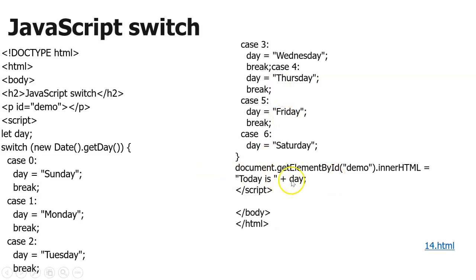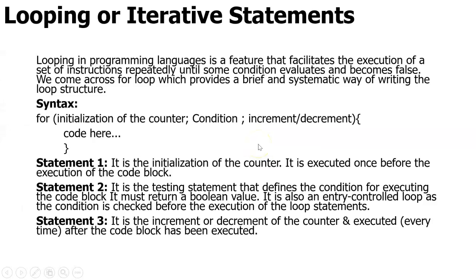Okay, now the day is printed. Today is Tuesday, means today is Tuesday. Likewise it will get printed. So if you want to check multiple answers based on your current data, then you can go for this switch statement. So now is the looping or iterative statement.